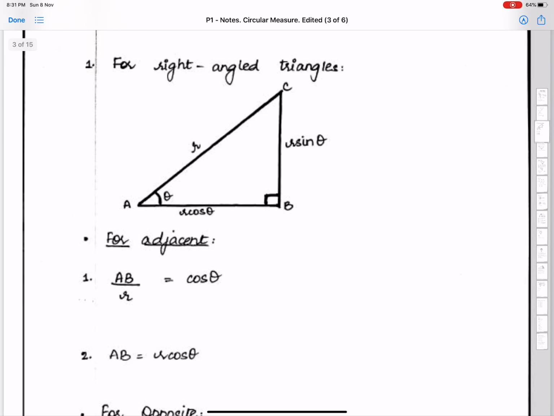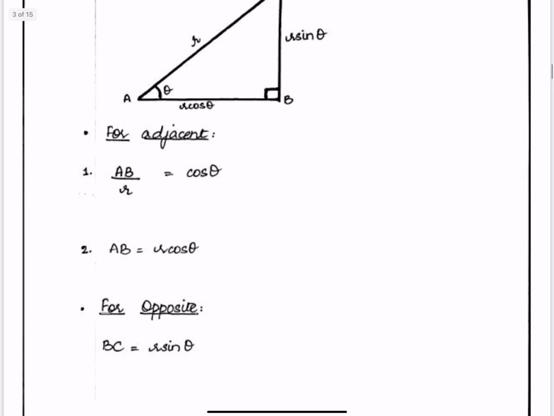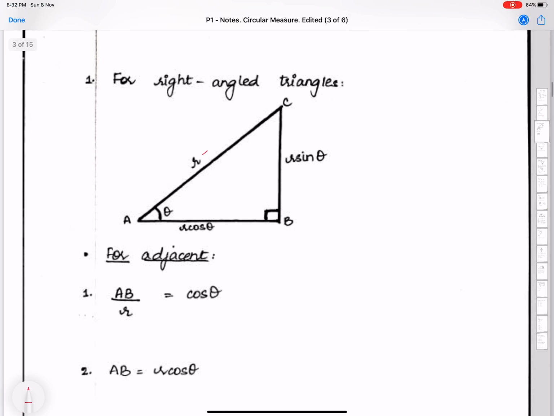Right angle triangle is very important, and for a right angle triangle, if you have the hypotenuse, this is the hypotenuse and this theta. If these two things are given, then you can easily work for opposite. It will be R sine theta and adjacent will be R cos theta.